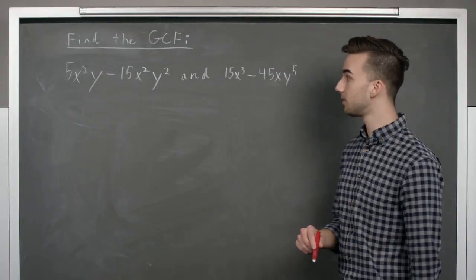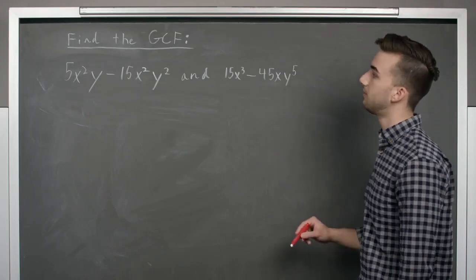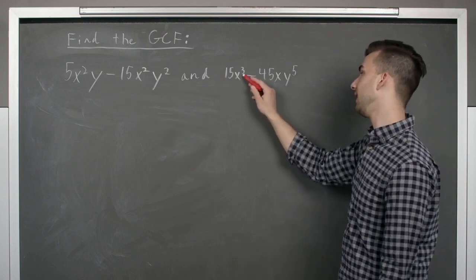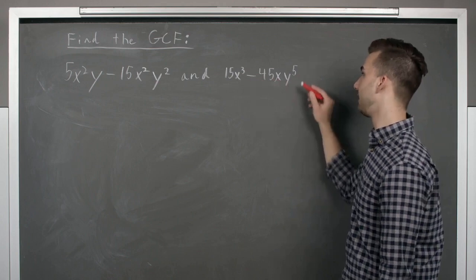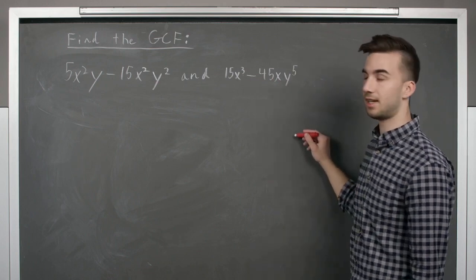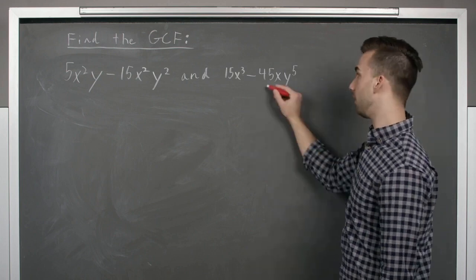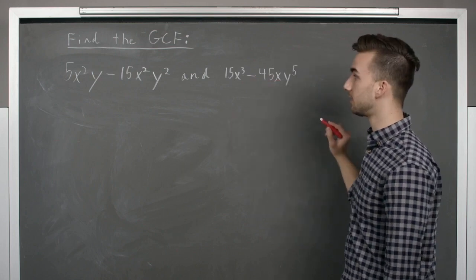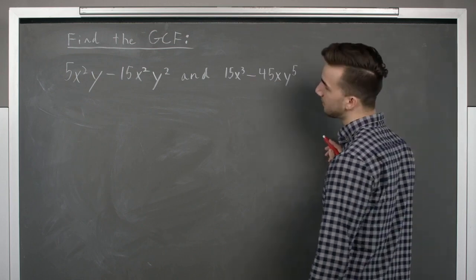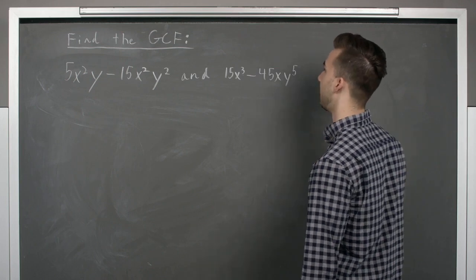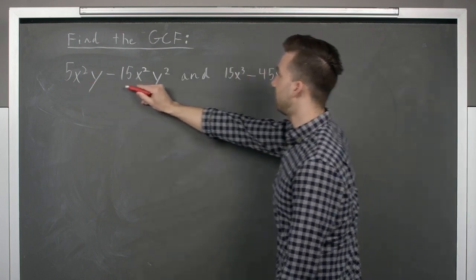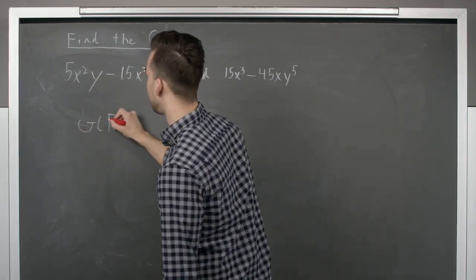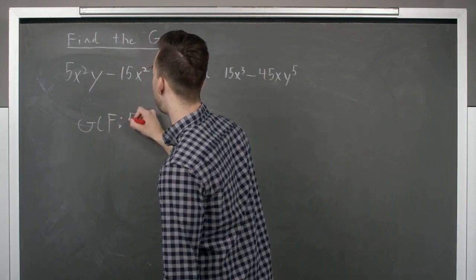In this example, we're trying to find the greatest common factor of 5x squared y minus 15x squared y squared and 15x cubed minus 45xy to the power of 5. So we're just trying to find the least of the real numbers and then the least of each variable for all the terms. So let's start with real numbers. What is the least real number we have that we can factor out? And we have a 5. Anything lower than a 5? Nope. So we can start writing our greatest common factor is 5.